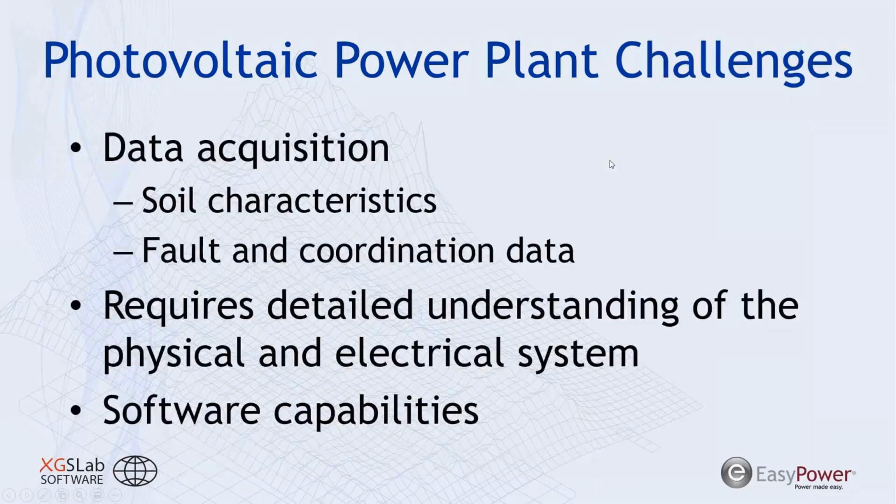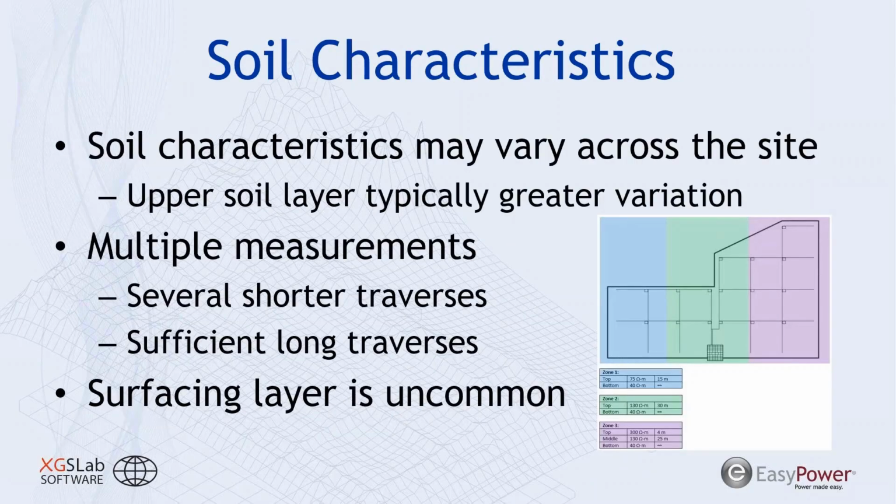So let's go into some of the challenges associated with a photovoltaic power plant system. One is just data acquisition: understanding the soil characteristics and getting your fault data and coordination data. Another challenge is understanding the physical and electrical system. This requires a lot of information, often from various sources. And another challenge is the software's capability. Because of how large these systems are, it's very easy to find the limits of a given software system for grounding analysis.